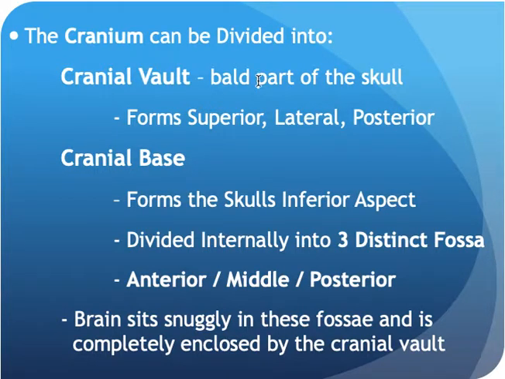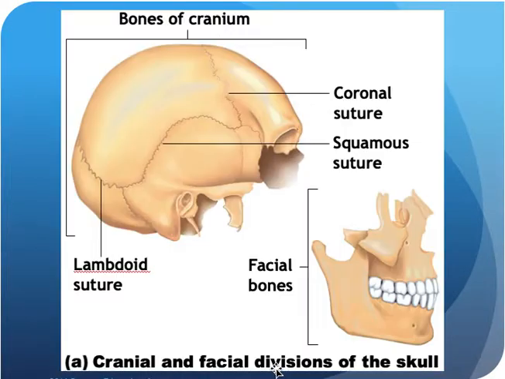But cranial vault is the bald part of the skull, okay? And then the cranial base is going to form the skull's inferior aspect. It's going to be divided internally into three distinct fossae. We'll see a picture here in a second. And it's going to be anterior, middle, posterior. And again, you want to make sure that you can label these distinct fossae. Your brain is going to sit snugly in these fossae, and it's going to be completely enclosed by the cranial vault. Okay, so here is my cranium.